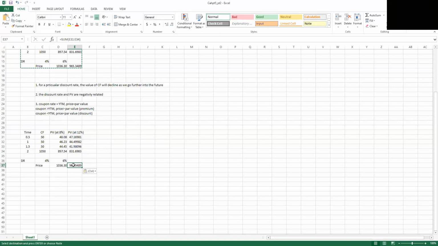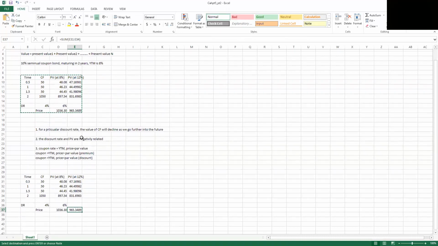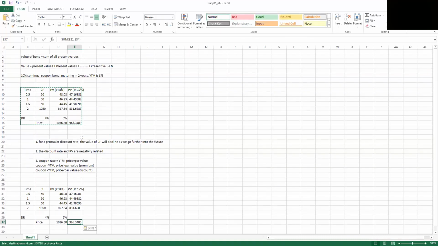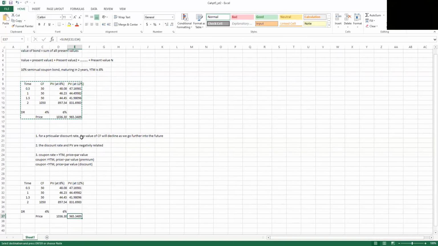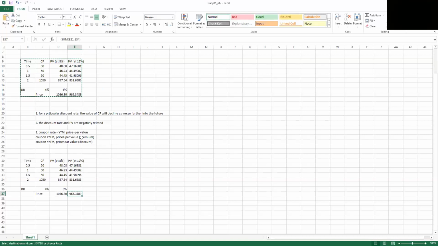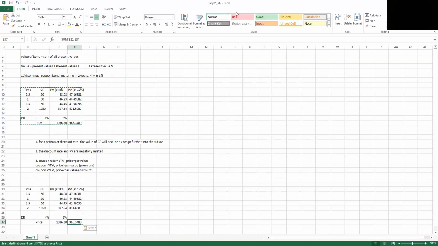This is for you to practice. If you want to confirm, I think we have already discussed this in our class. So in this part, we discussed the example of bond pricing and the properties of the bond price. That's all.